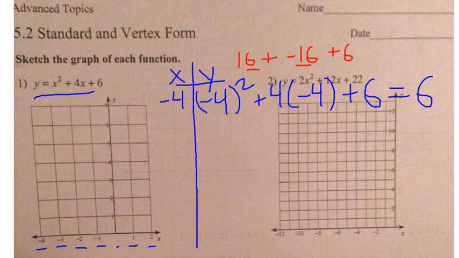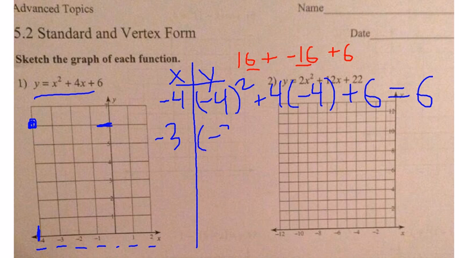So I'll go to -4 on the x-axis here and 6 on the y-axis. So my point will be right there. Okay, let's look at -3.